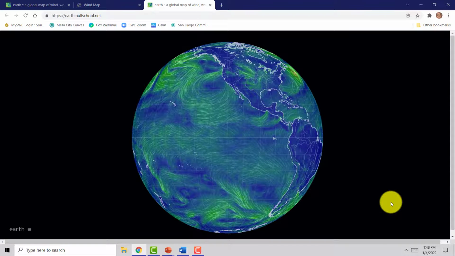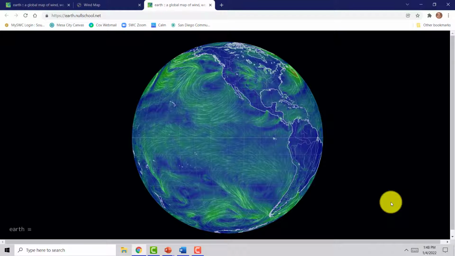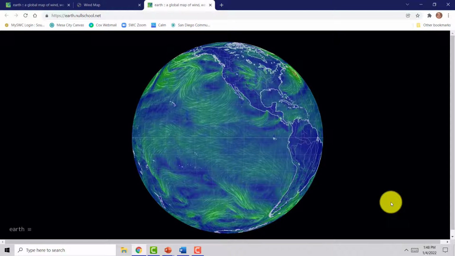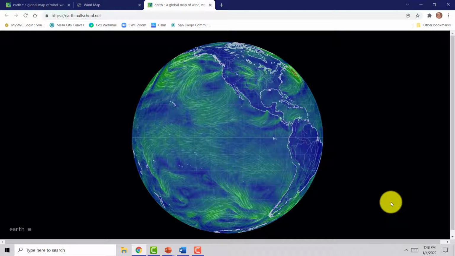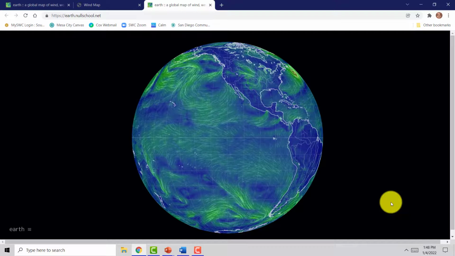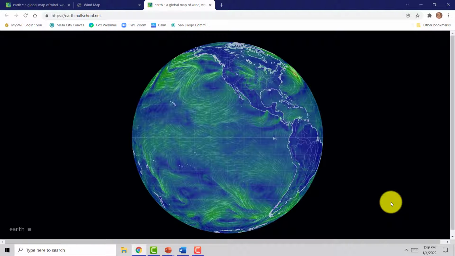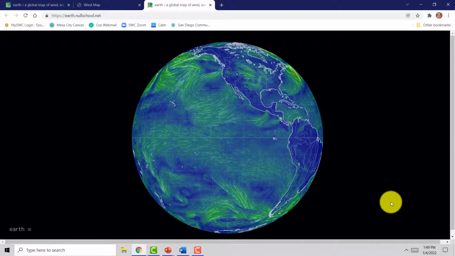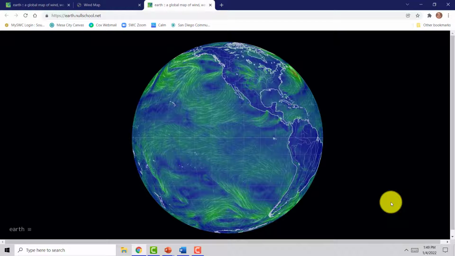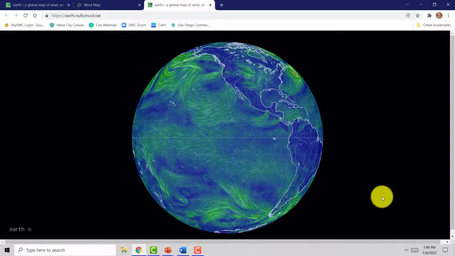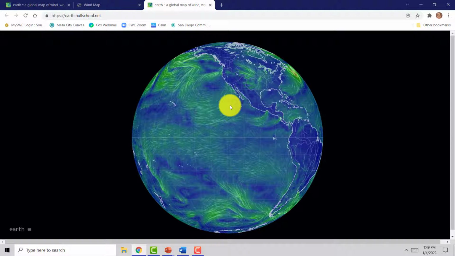So this is a generalized circulation of the Earth. I'm going to show you two examples. One is going to be global and one is going to be local. So we have major patterns that you can see here. Hopefully you can identify North America, and here's North America, and we have a major cyclonic or circular pattern here in the Pacific.